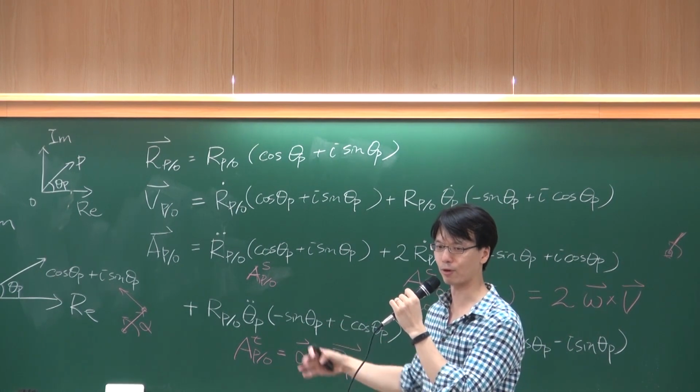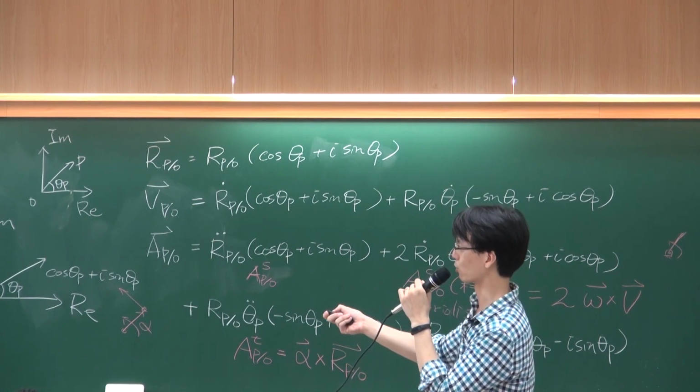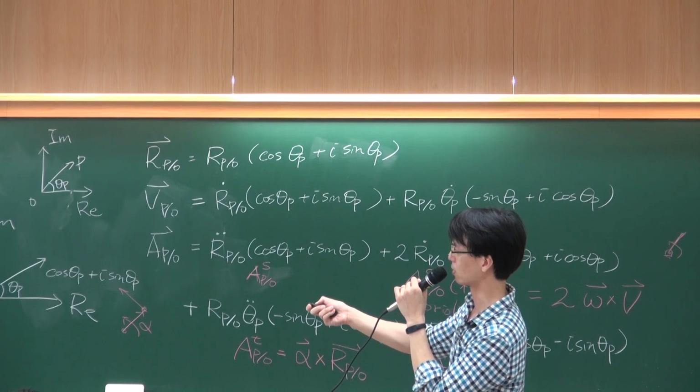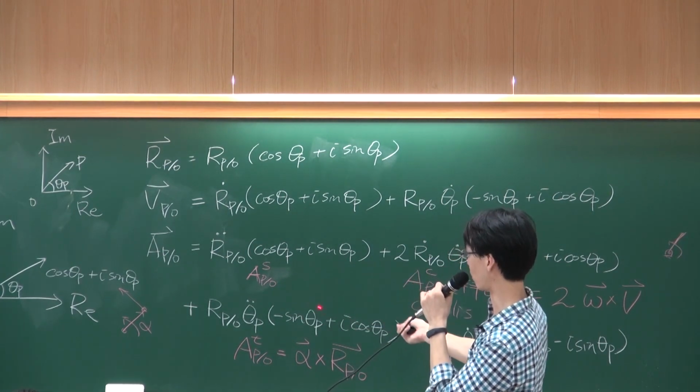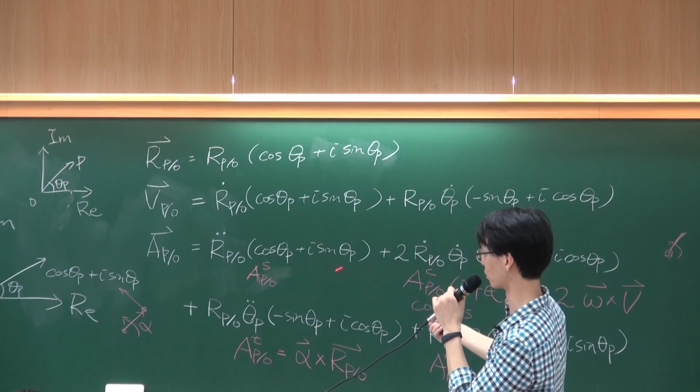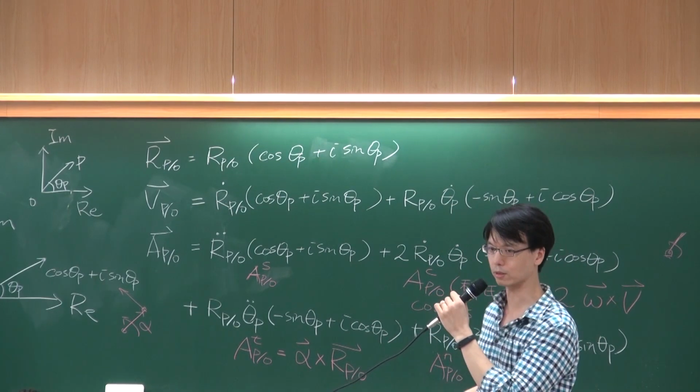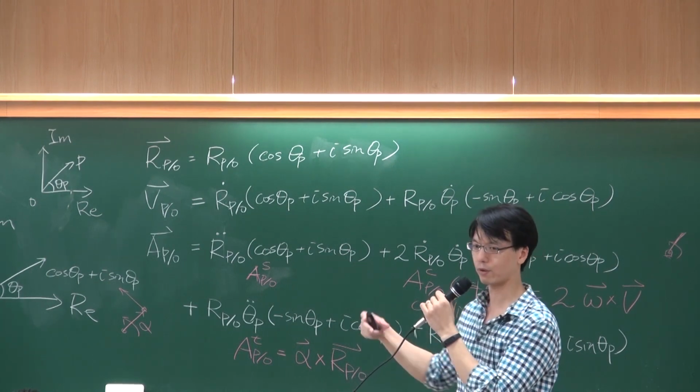We may have 4 components, but usually it's not so complicated for this one because it has only the theta dot, there's no R dot. So this one will disappear, this one will disappear, it becomes 0. So you have only these 2 components. But in some cases, we may have all of them.